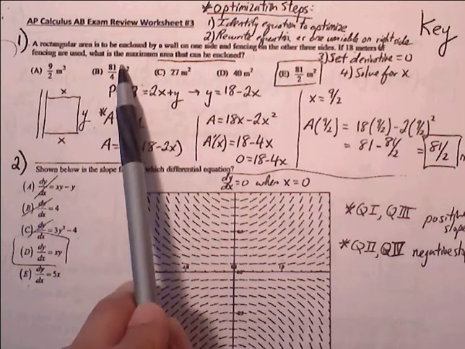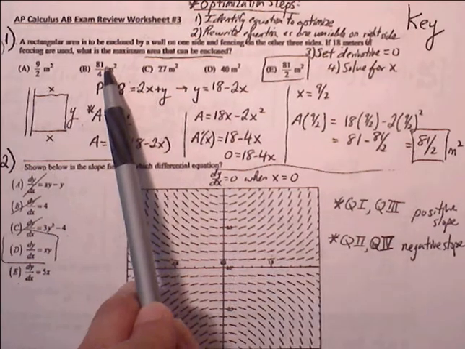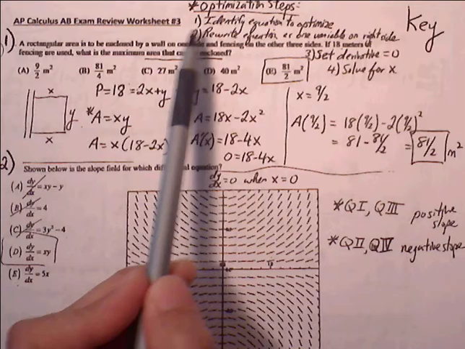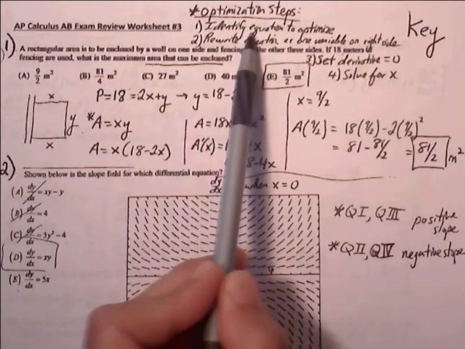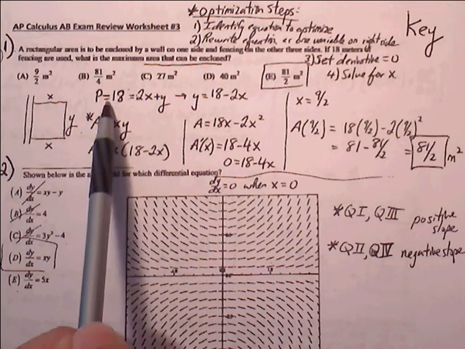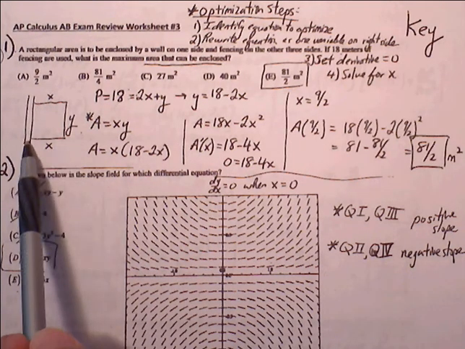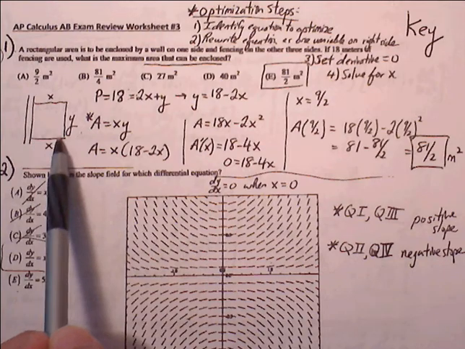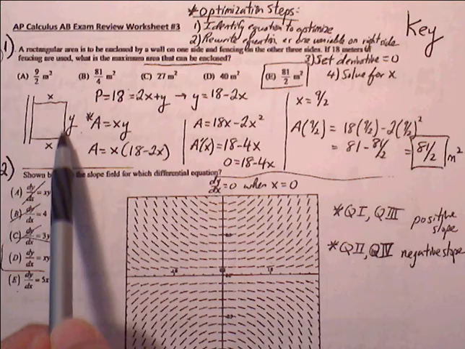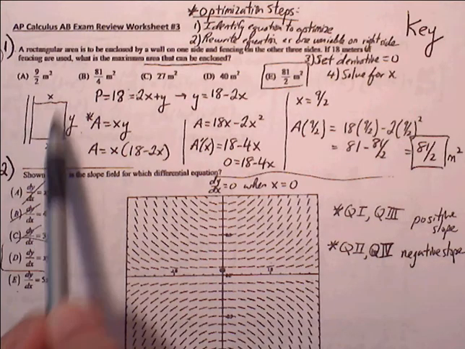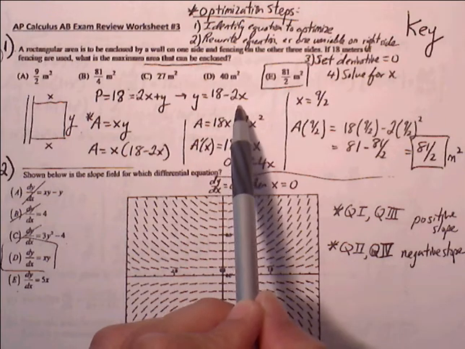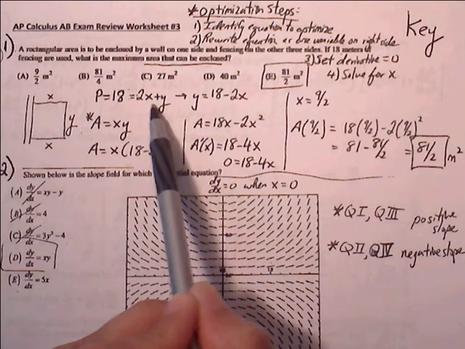18 meters of fencing are used. What's the maximum area that can be enclosed? We know that we're dealing with optimization, so the first step is to identify the equation we're going to be optimizing. We're going to be working with the perimeter and the area equation. So area is length times width, so xy. Perimeter is 2x plus y, since we're just dealing with three sides.